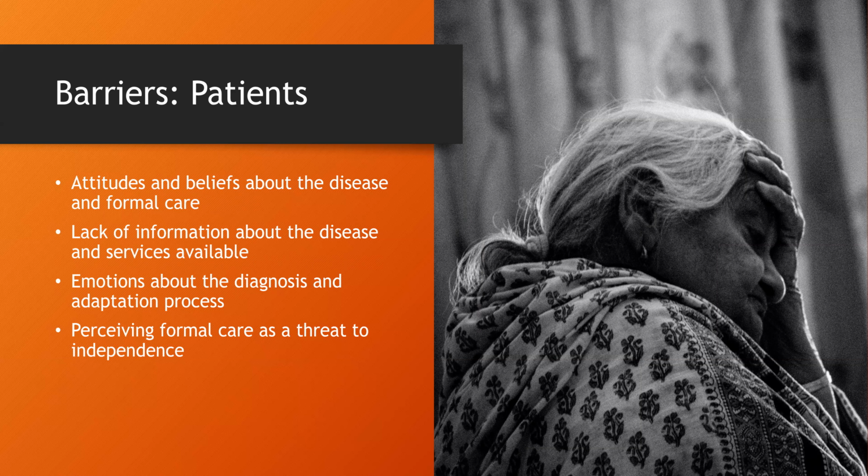On the other hand, they may have negative attitudes or beliefs about formal care, such as invading privacy without providing any real help. Now, tied in with this point is a lack of information about the disease and services available. There's also emotions surrounding the diagnosis and adaptation process. Remember those 5 stages of grief: denial, anger, bargaining, depression, and acceptance? Well, they play a role here too.